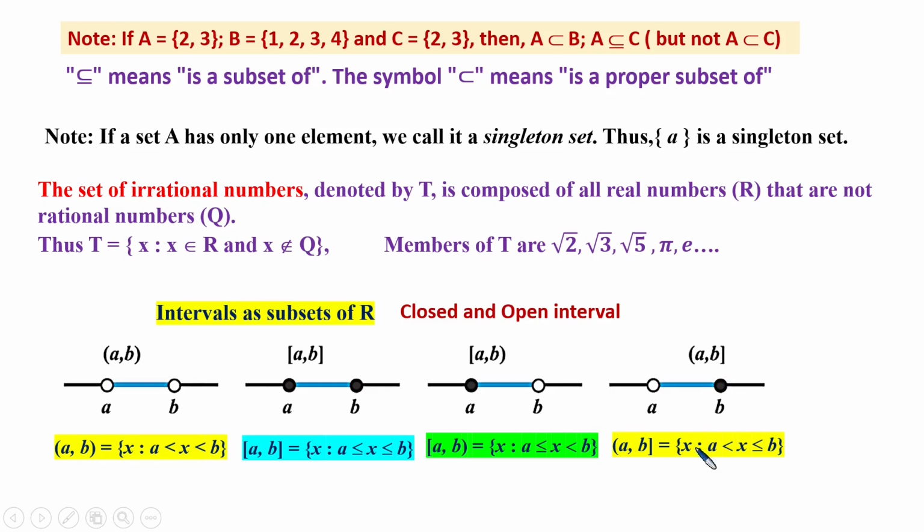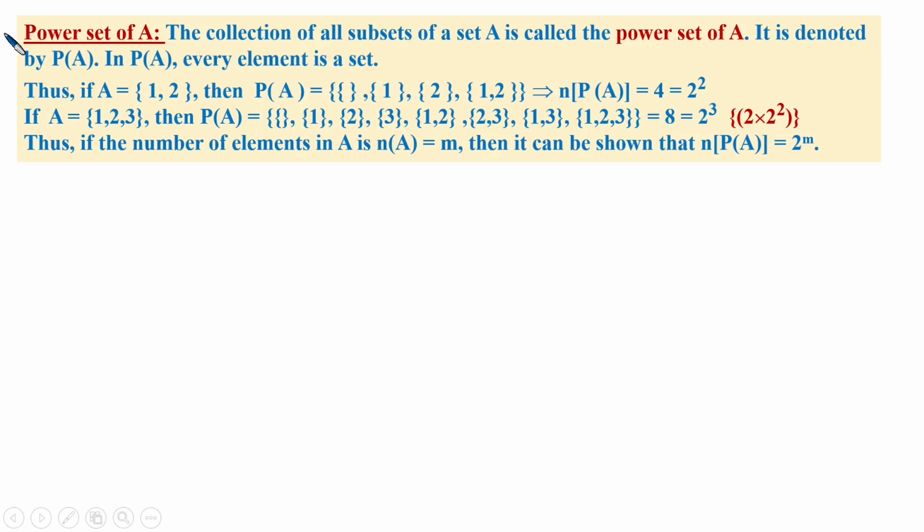So how do you write it in set builder form? This set (A, B] is equal to x such that A is less than x, this number is less than x but not equal, so it is not included, but x is less than or equal to B, so this point is also included in this set. So similarly, just pause and go through these three also.